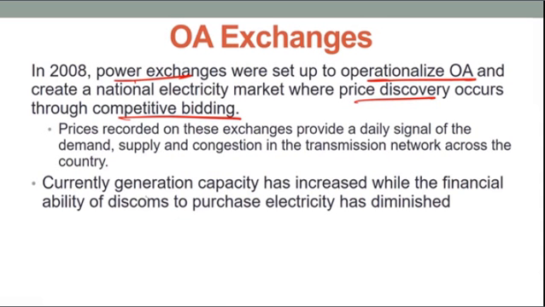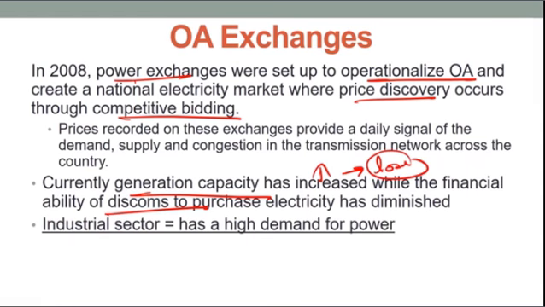So currently, generation capacity has been increasing. Discoms, because they are under heavy debt, are not able to purchase much electricity. So we are actually having extra load. We are actually having extra electricity being generated. So it's a good time to divert it towards the industrial sector. The industrial sector has a high demand.